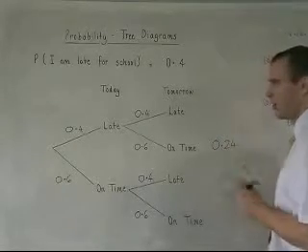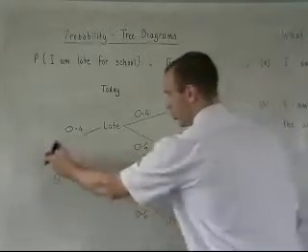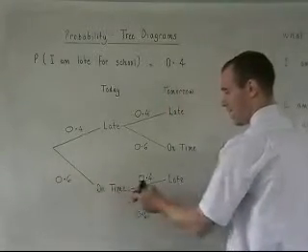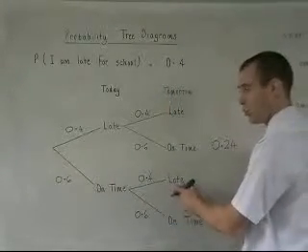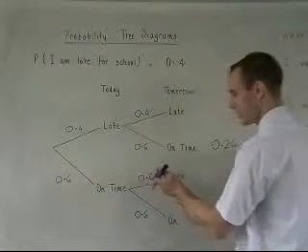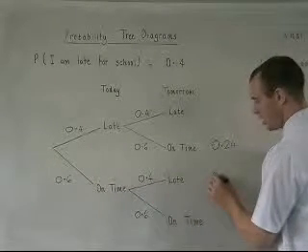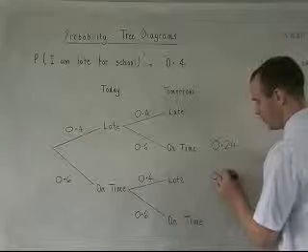0.24. The other option we have, on time one day and late the other day. Again, late on one day. 0.6 times 0.4, again, that equals 0.24.